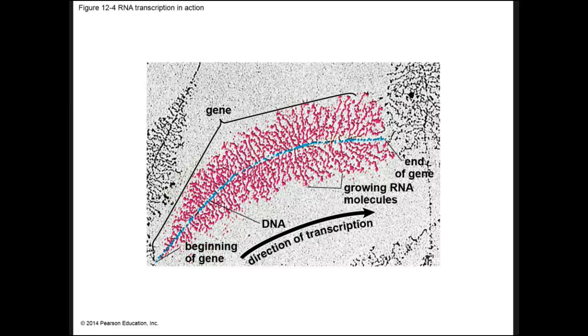This figure is showing a strand of DNA, which is in blue, that is being transcribed into RNA by RNA polymerase. You can't see the RNA polymerase enzyme, but you can see the RNA being made in the reddish, pinkish purple squiggly lines coming off the DNA in the center.